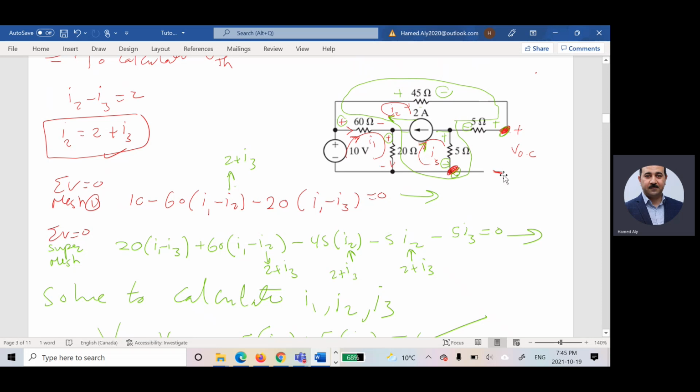But if you want, you can find it from here. The summation of the current for this node is equal to 0. If this is I2, am I right? And this is I3, and this is 2. So I2 is equal to the summation of this plus this. You got it now from that node? Any other question?